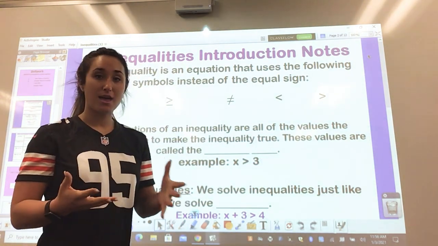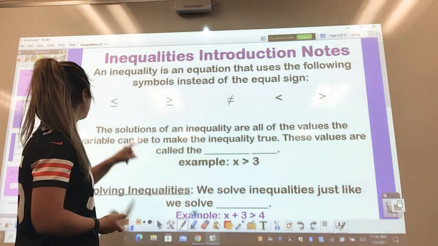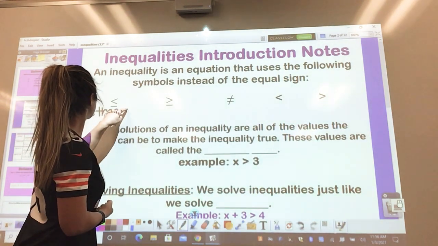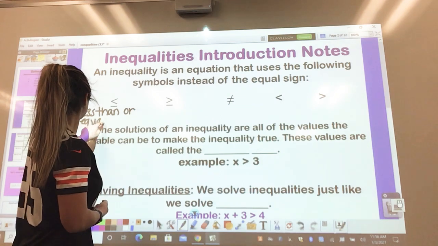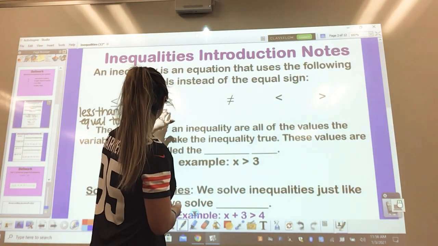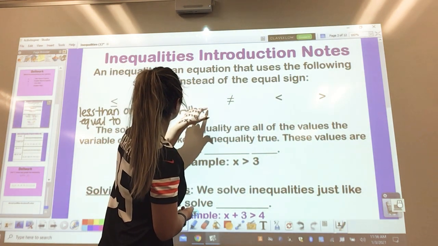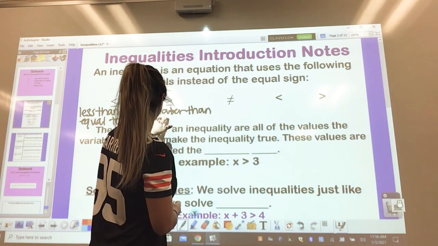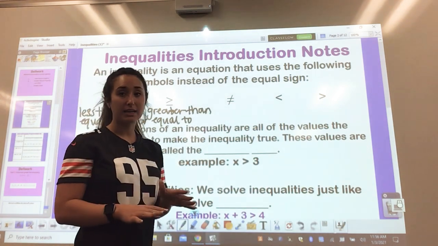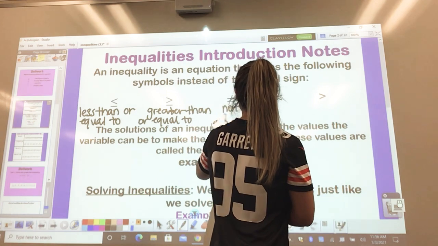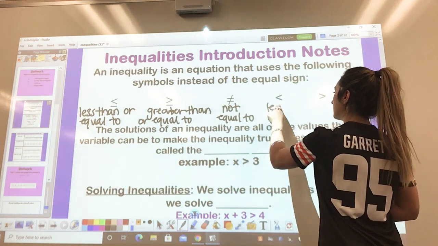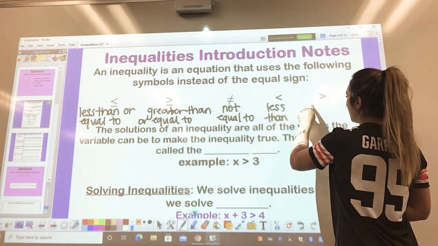So just to label them and know which is which, this one is a less than or equal to. That would make this one greater than or equal to. This one, although it's not used very often, means not equal to. And then this would be less than and greater than.